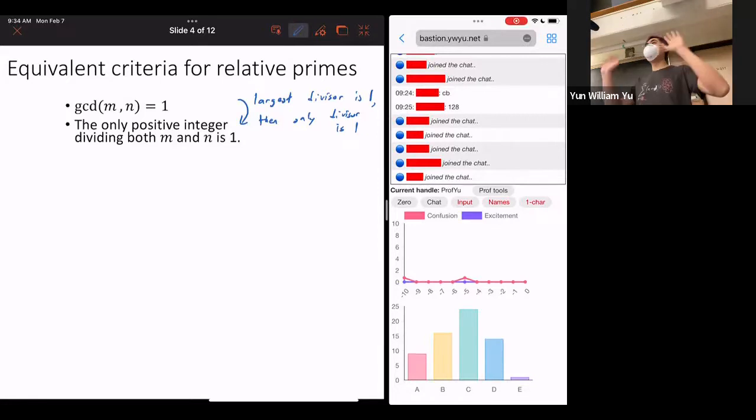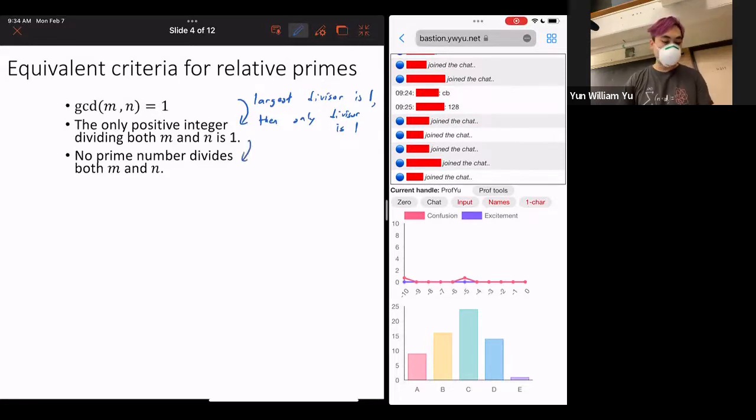So if you see any other divisor of the two numbers other than 1, then you know they're not relatively prime. For example, if I give you any two even numbers, then you know they can't be relatively prime because 2 divides them both. So this is actually a very quick check to see if two numbers are relatively prime or not. Another thing: if the only divisor is 1, that means that no prime number divides them, because 1 is not prime by convention. So if you find any prime number that divides them, then obviously they are not relatively prime.